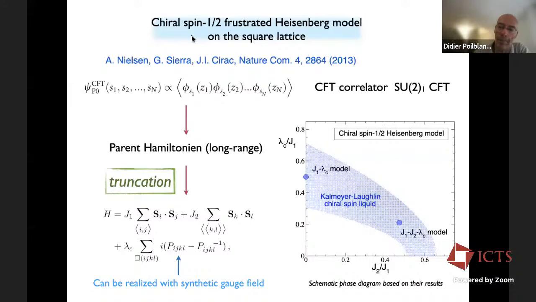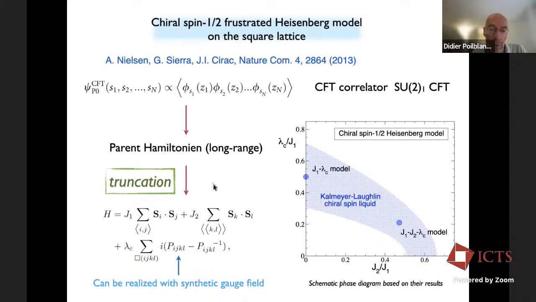They use a conformal field theory approach, writing the state as a CFT correlator in terms of CFT fields. And with all this technology, they can construct a parent Hamiltonian. The surprise, and maybe the bad thing at first, was that this parent Hamiltonian turned out to be long range, which we don't usually like because it's complicated. It may not be physical.